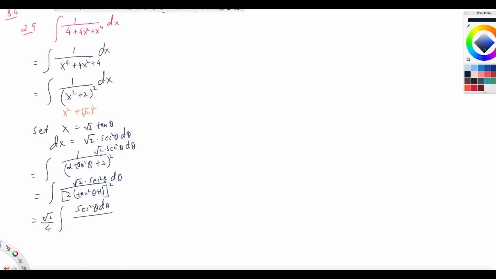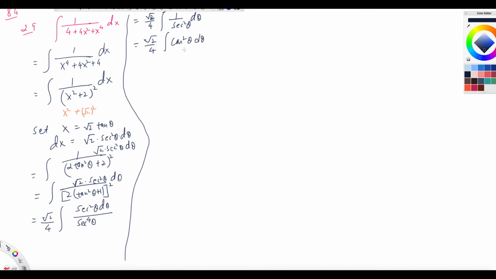Divide by, what is tangent square theta plus 1? That is secant square theta again. So it will be secant 4 theta. You see that 2 square is pulled outside. Okay, guys. So from that on, you get equals to root 2 over 4. What is left is 1 over secant square theta d theta, because there is a secant square in the top. And the secant 4 theta is secant square theta times secant square. So one of them cancels out, right? That will be root 2 over 4 cosine square theta d theta, because 1 over secant is cosine.